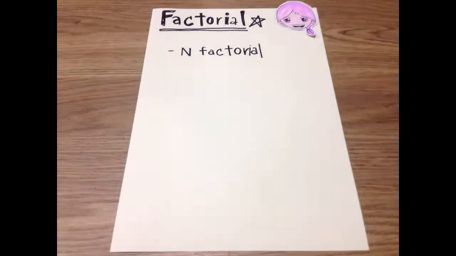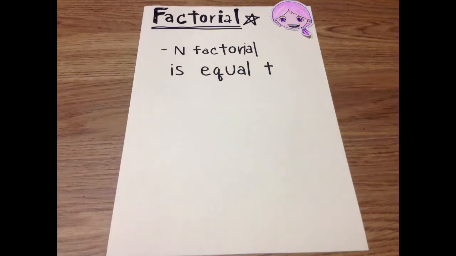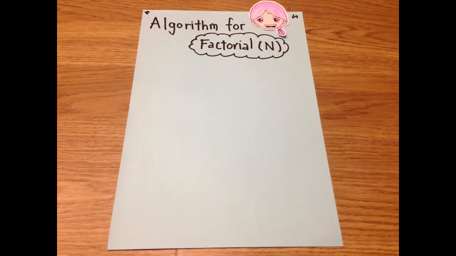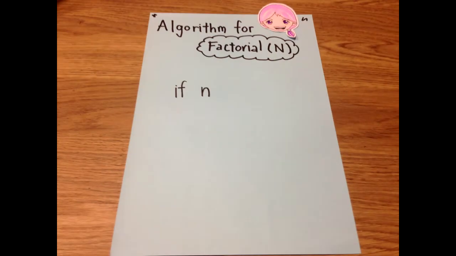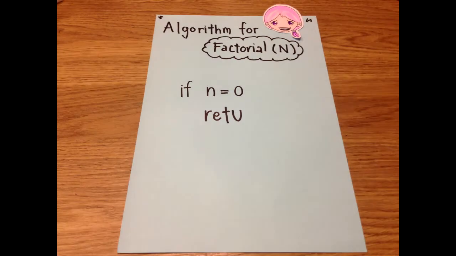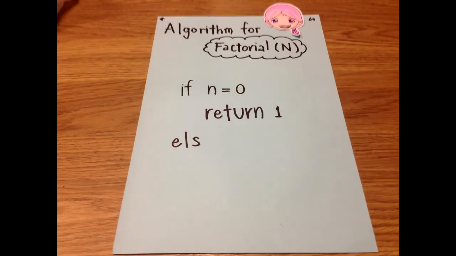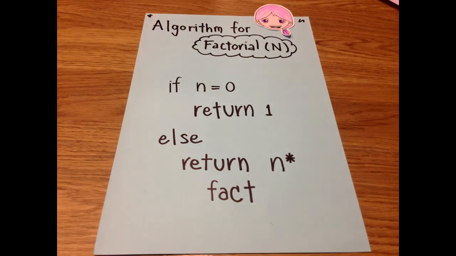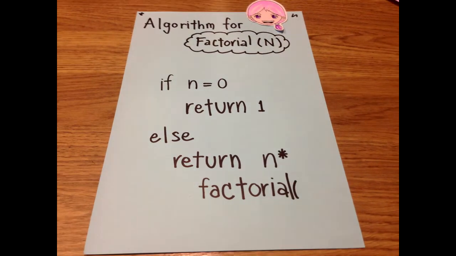Factorial. N factorial, or n fact, is the product of positive integers less than or equal to n. Next is the algorithm for factorial. If we want to find n fact, then we pass n to this factorial function. Then we check if n equals 0, then we return 1. Else, we return n multiplied by the function called with n minus 1.